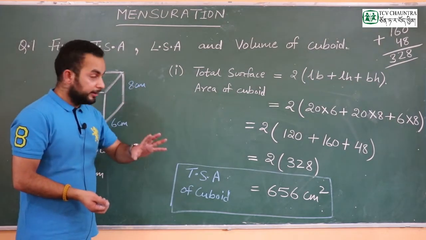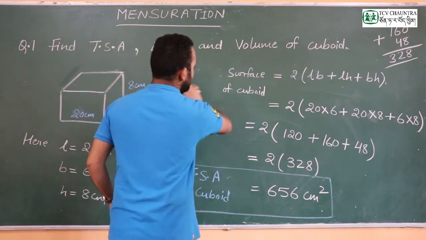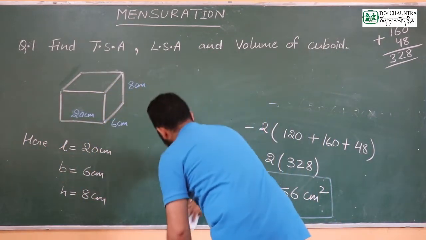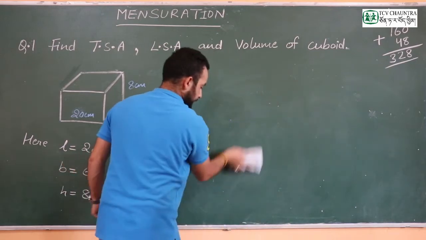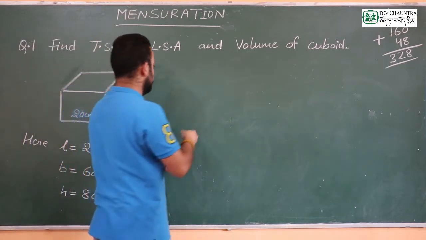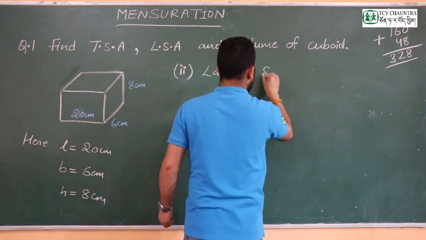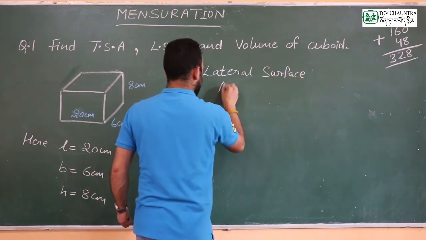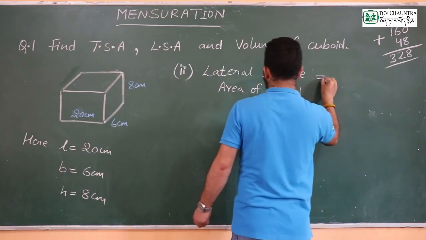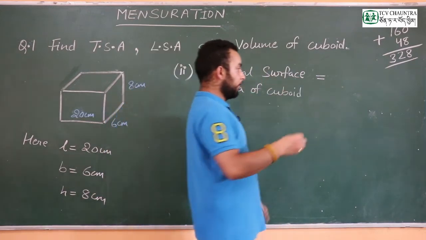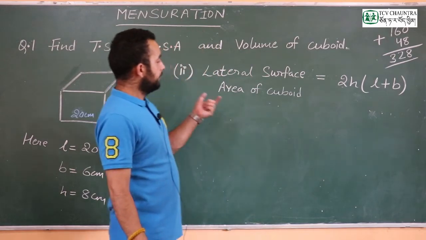Okay, if it is clear, then we are going to solve the second one, that is lateral surface area of cuboid. Okay class, now we are going to find out the lateral surface area of cuboid. Again, you know all the values, just write the formula over here. Now you know the formula of lateral surface area of cuboid. So the formula is 2 times height, length plus breadth. So this is the formula of lateral surface area.